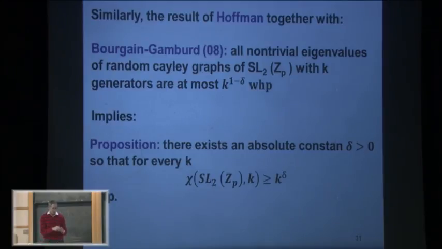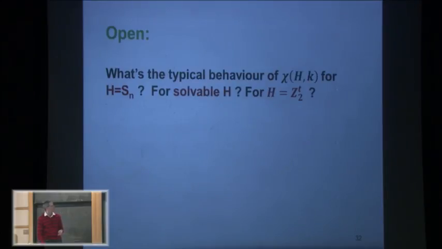Okay, so let me just finish with some problems. So indeed, you can ask what is happening. You asked already what is happening for other groups, and maybe the most natural one to look at is the symmetric group. I think that the symmetric group should behave roughly like this SL2ZP, like those finite simple groups, but I don't know.